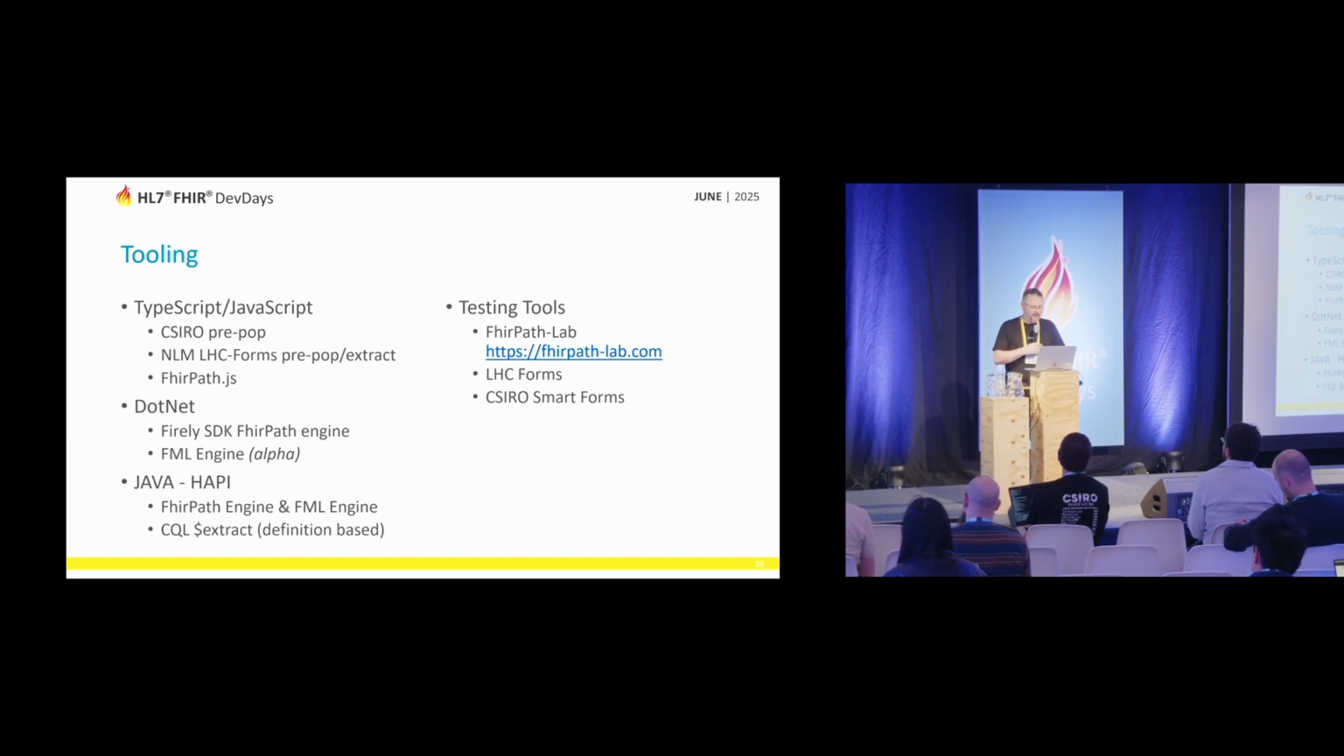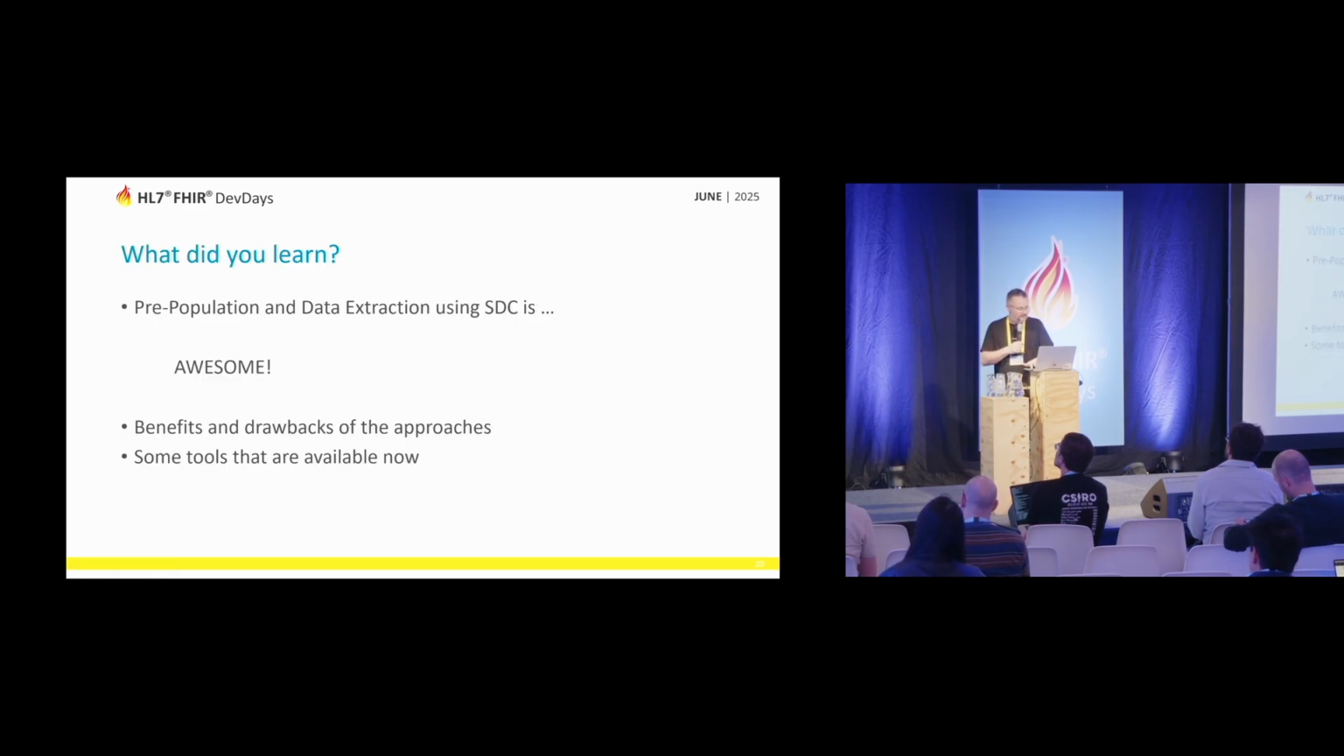There is some level of that functionality in the others. So HAPI has the engine. They've got a CQL extract for the definition approach. Those things are out there. And if you want more info, come grab me and we'll try and help you to get what's out there.